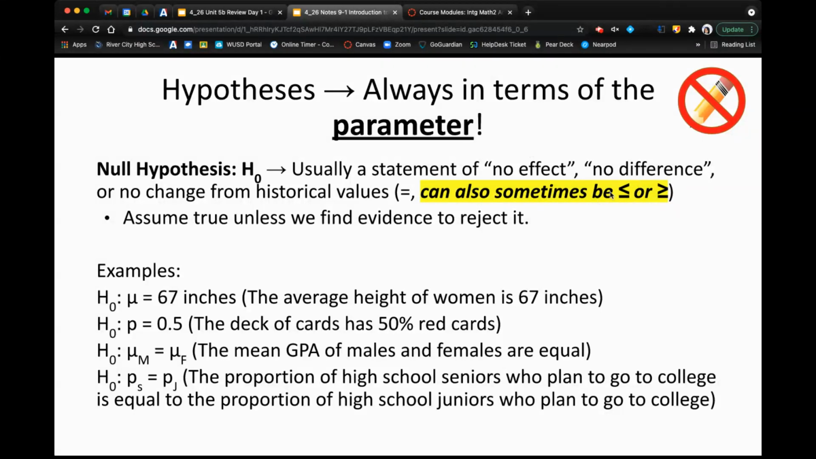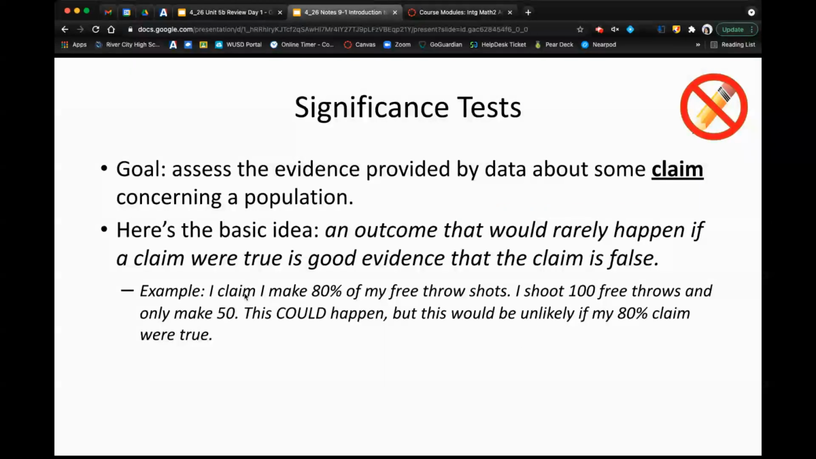We could also sometimes use a less than or equal to or greater than or equal to, but an equality is somehow involved in the null hypothesis. But generally, you're going to see just an equal sign in my class. The null hypothesis, we assume true unless we find evidence to reject it. So if we go back here, I make 80% of my free throw shots. The null hypothesis would be p equals 0.8.